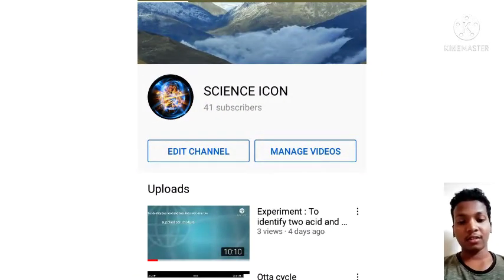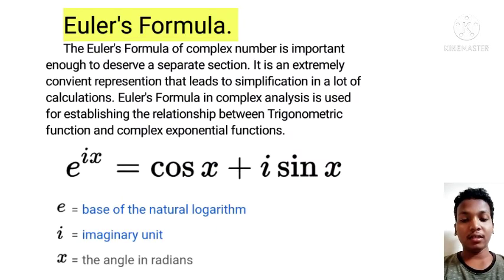Channel Science Icon. Today's lecture is Euler's formula. Euler's formula of a complex number is important enough to deserve a separate section. It is an extremely convenient representation that leads to simplification in a lot of calculation.